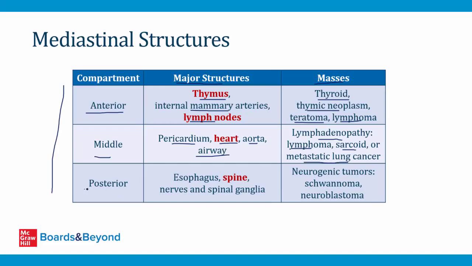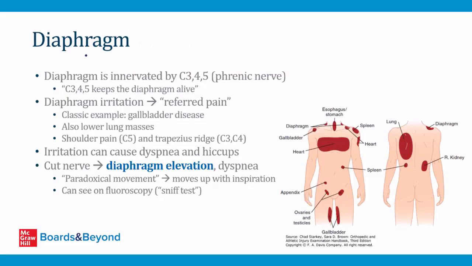And then finally, the posterior mediastinum, I think of the spine and nerves, although you can also find the esophagus. So the masses that occur here are often neurogenic things like schwannomas, neuroblastomas. These derive from the nervous system, and hopefully that makes sense to you because you can find the spine in the posterior mediastinum. Okay, let's talk about the diaphragm.